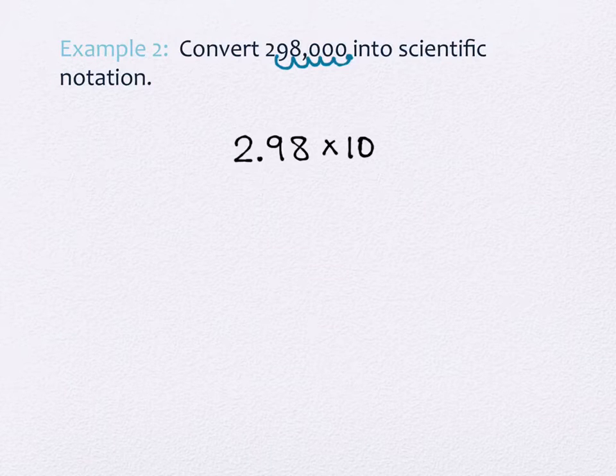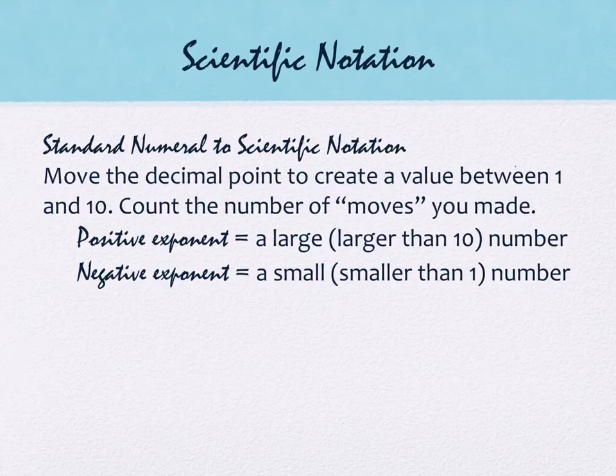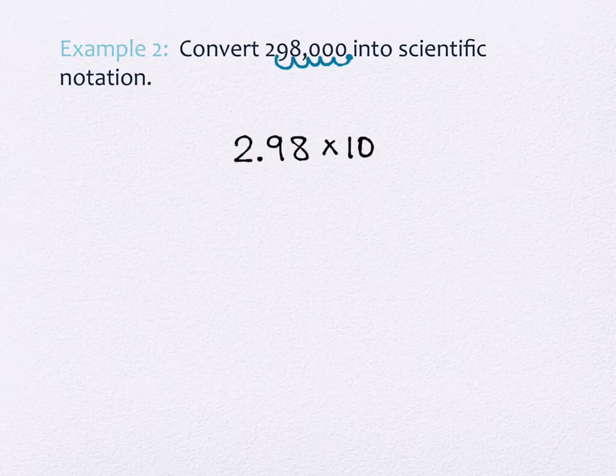So we look at the number, 298,000. Is it a big number or a small number? It's a big number. And again, my definition of big means bigger than 10. Definitely bigger than 10. So a big number means I have a positive 5 exponent. That's it. I don't have to decide, did I move it to the left or to the right? It doesn't matter. The number was a big number, so it's a positive exponent.